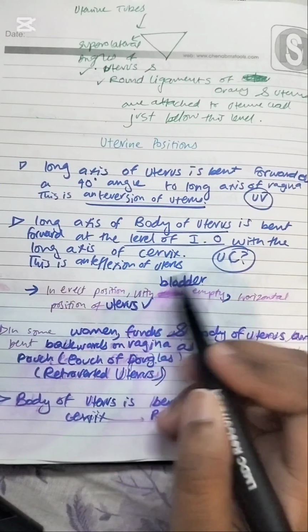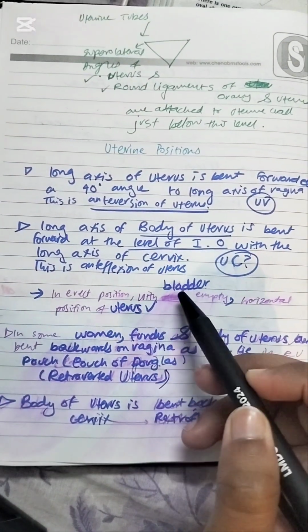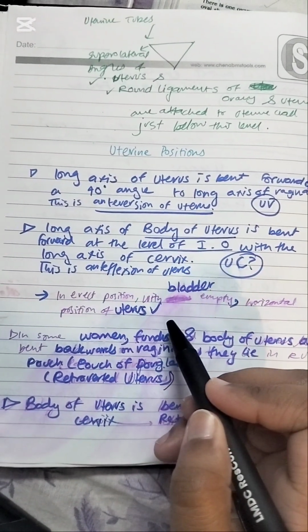This is the anteflexion of the uterus. Erect position with the bladder empty. The horizontal position of the uterus is present.